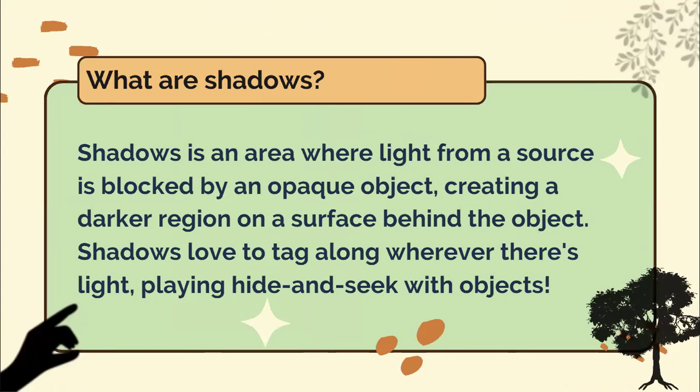Shadows. Shadows are areas where light from a source is blocked by an opaque object that creates a darker region on a surface behind the object. Now, think of shadows like playing hide and seek with objects in light. They love to tag along wherever there's light and the opaque object.